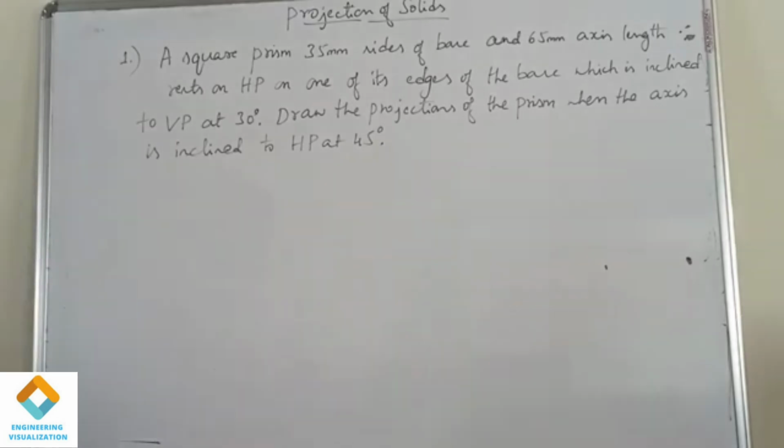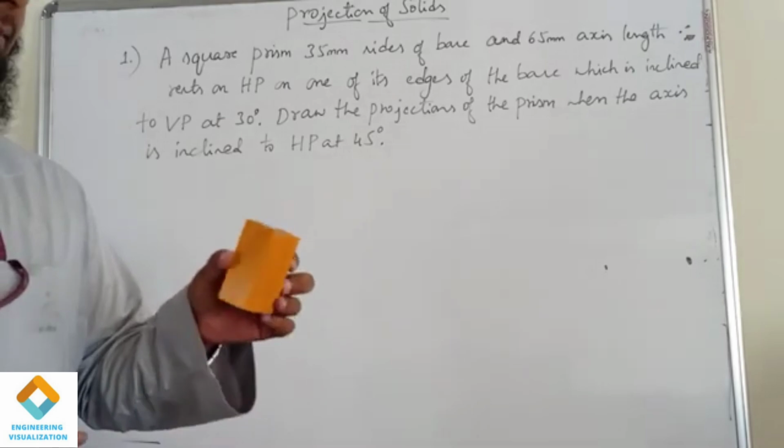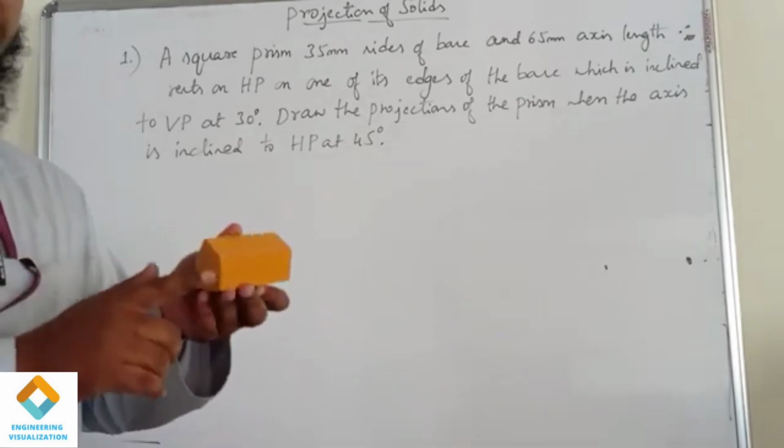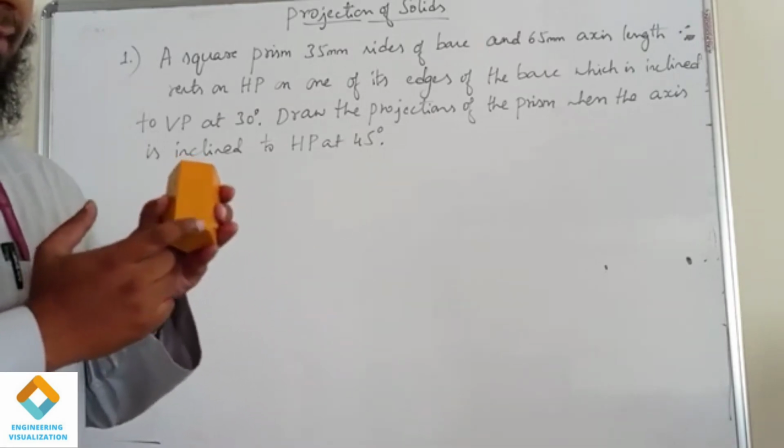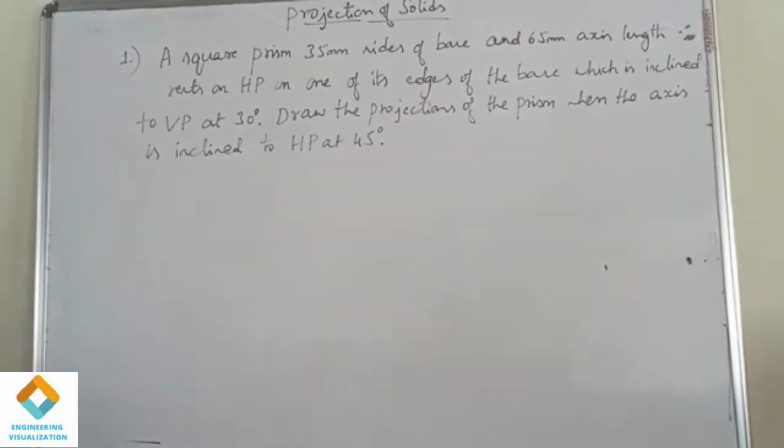Just for an example, you can see that this is our pentagonal prism which is having top face and bottom face. So you can see that this is our base edge, and this is our base corner. So we have to place it with the right hand side reference, and we know that our first position starts from the HP plane.